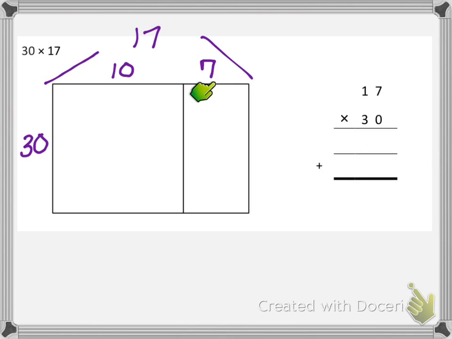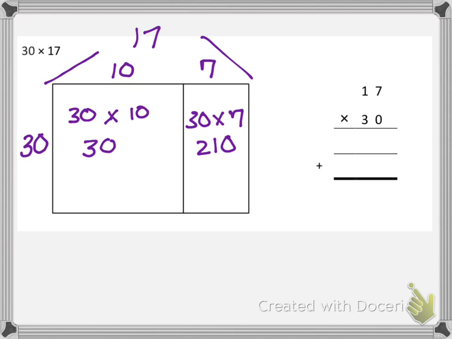What we're going to do first is multiply 7 times 30. When we do 30 times 7, we get 210. Then when we go over here, we do 30 times 10. That's 3 tens times 1 ten. We get 300. What we have to do is take these, because these are partial products.